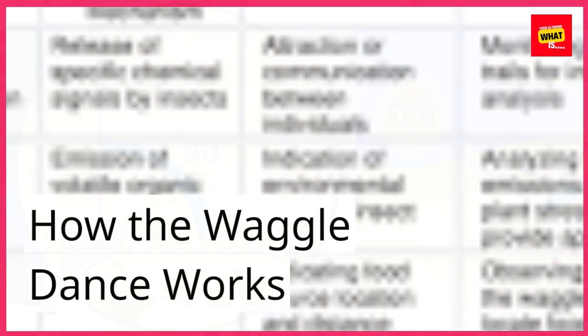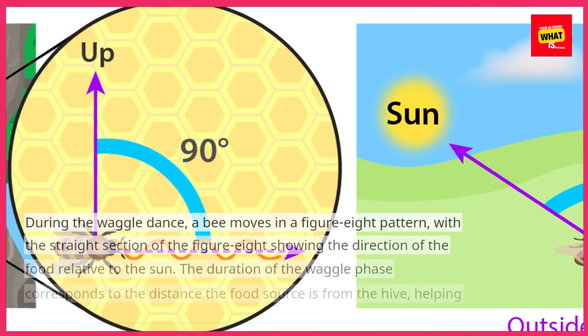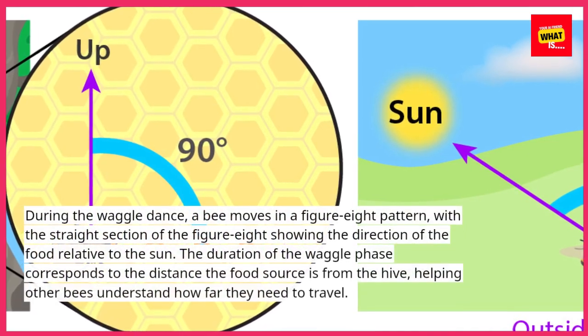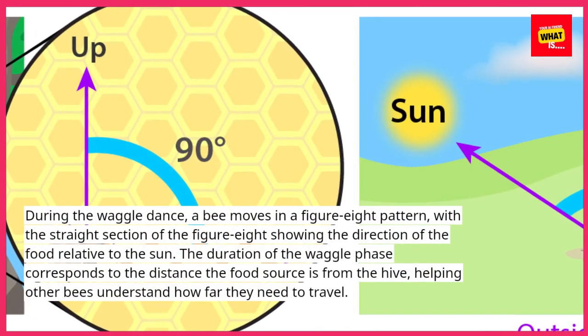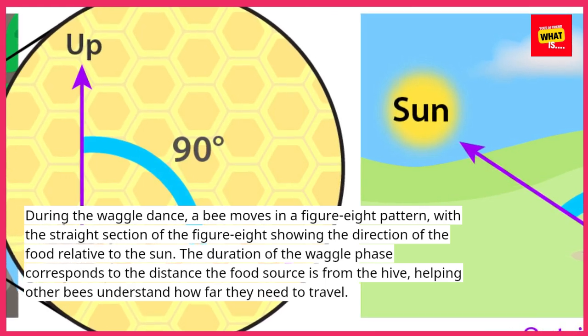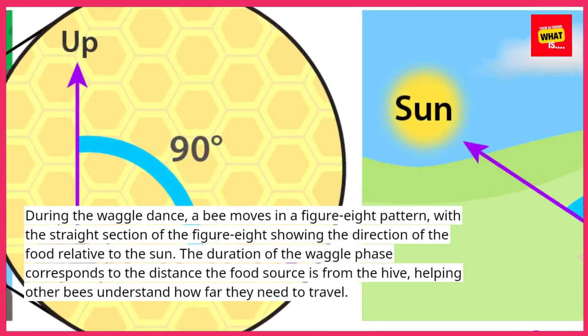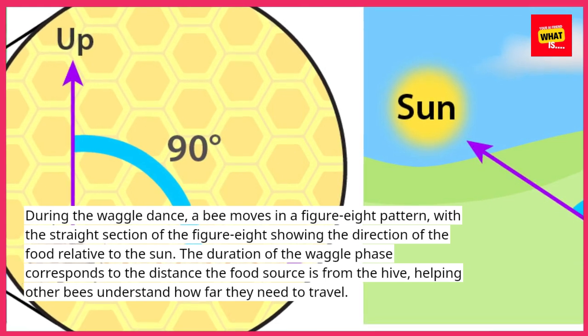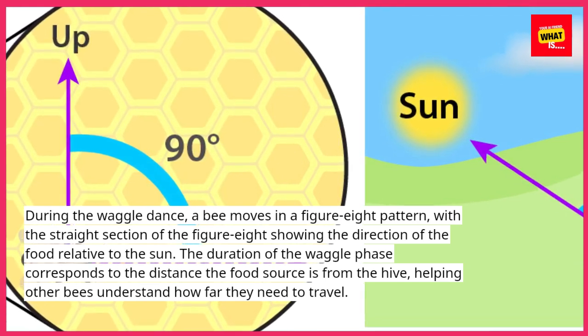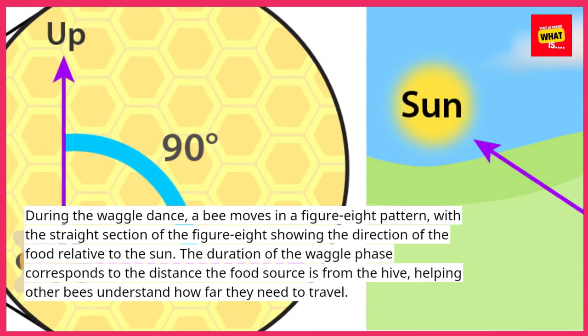How the waggle dance works. During the waggle dance, a bee moves in a figure-8 pattern, with the straight section of the figure-8 showing the direction of the food relative to the sun. The duration of the waggle phase corresponds to the distance the food source is from the hive, helping other bees understand how far they need to travel.